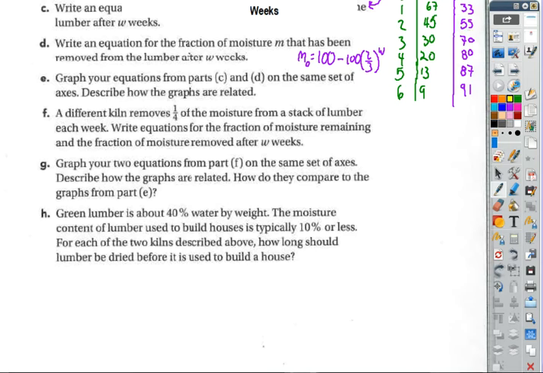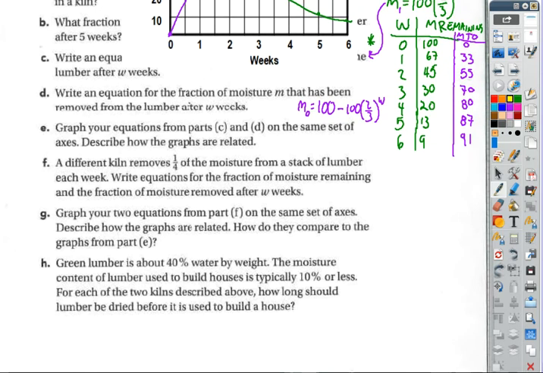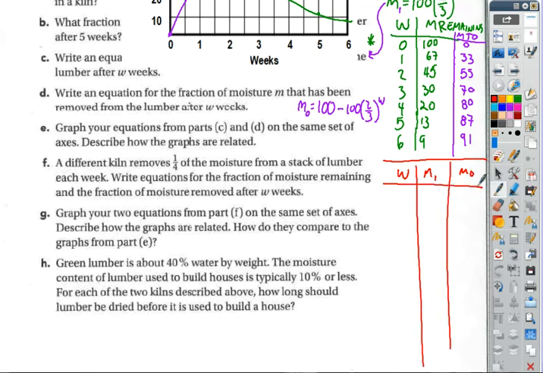A different kiln removes 1/4 of the stack, so we need to do the same thing again. I'm going to use red. So we have weeks, moisture in, moisture out. And I'm going a little bit farther because if we're only taking 1/4 of the moisture out, that's less than a third, and we need to get to 10% or less. So I know I'm going to have to go farther.